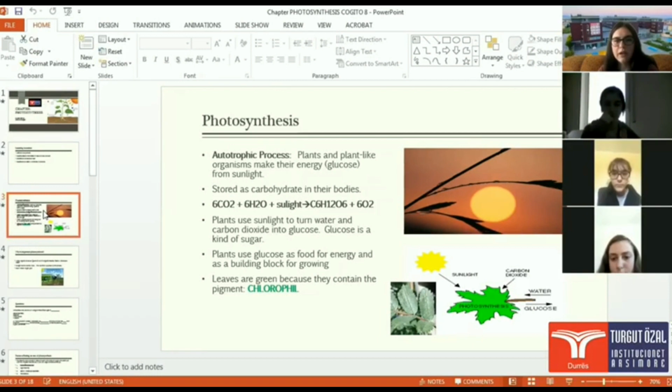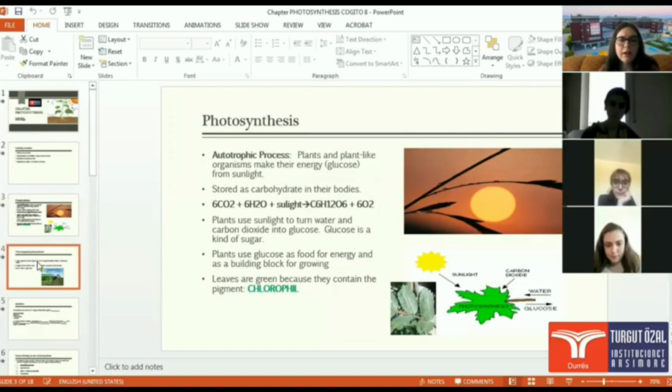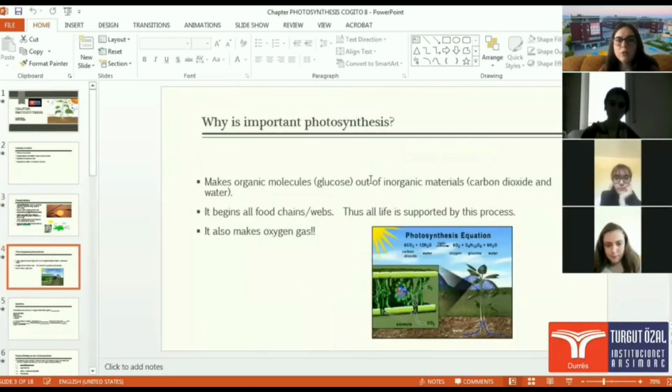All right, very good. So you know that plants use sunlight to turn water and carbon dioxide into glucose. And glucose is a kind of sugar. Also, you know that plants use this glucose as food for energy and as a building block for growing. Leaves are green because they contain a pigment that is known as chlorophyll. All right? Now, let's start to explain why photosynthesis is so important for life.